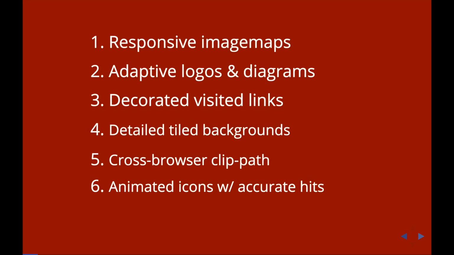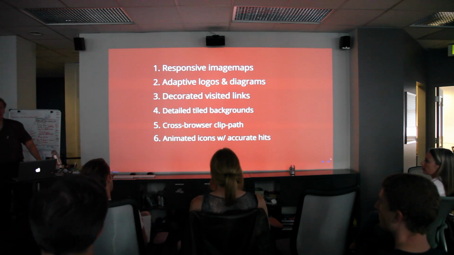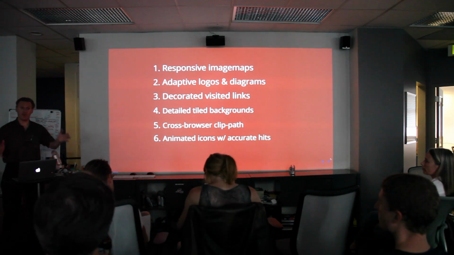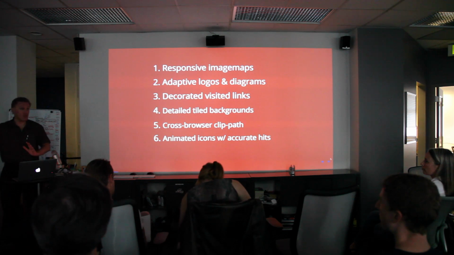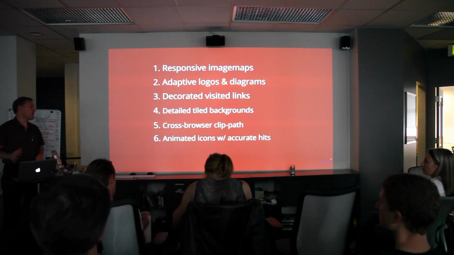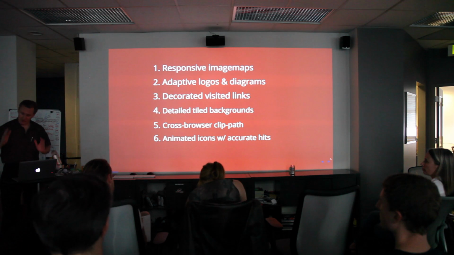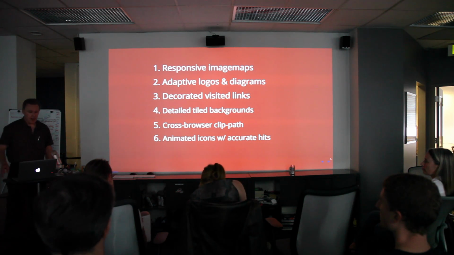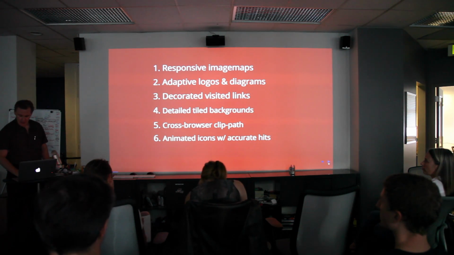The things I've been noticing of late are responsive image maps, adaptive logos and diagrams, decorated visitor links, detailed tile backgrounds, cross-browser grid path, animated icons with accurate hits. I may not get through all of these. If I'm moving too fast, or if you have any questions, by all means, please just let me know. If I do get through all of them and you have questions at the end, also really good. Okay, so.